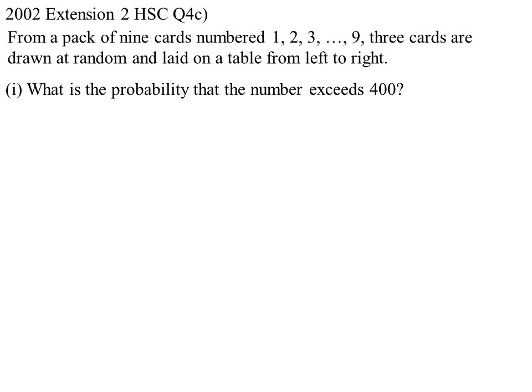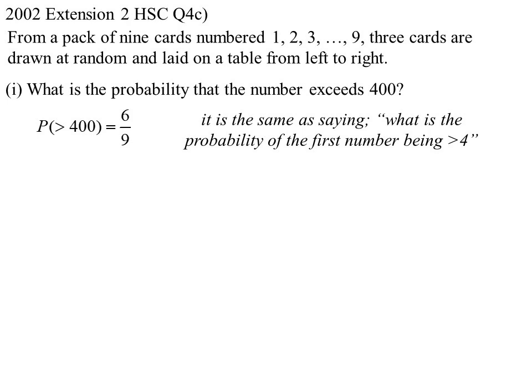So we've got a 3-digit number. We've got to think, well, what makes a 3-digit number bigger than 400? Well, the key is the first digit. The second 2 digits are irrelevant. It really comes down to that first digit. So it's 6 on 9, because what we're really saying is what's the probability of that first number being 4 or more? And that would be 6 on 9, so there's a 2 in 3 chance of that happening.